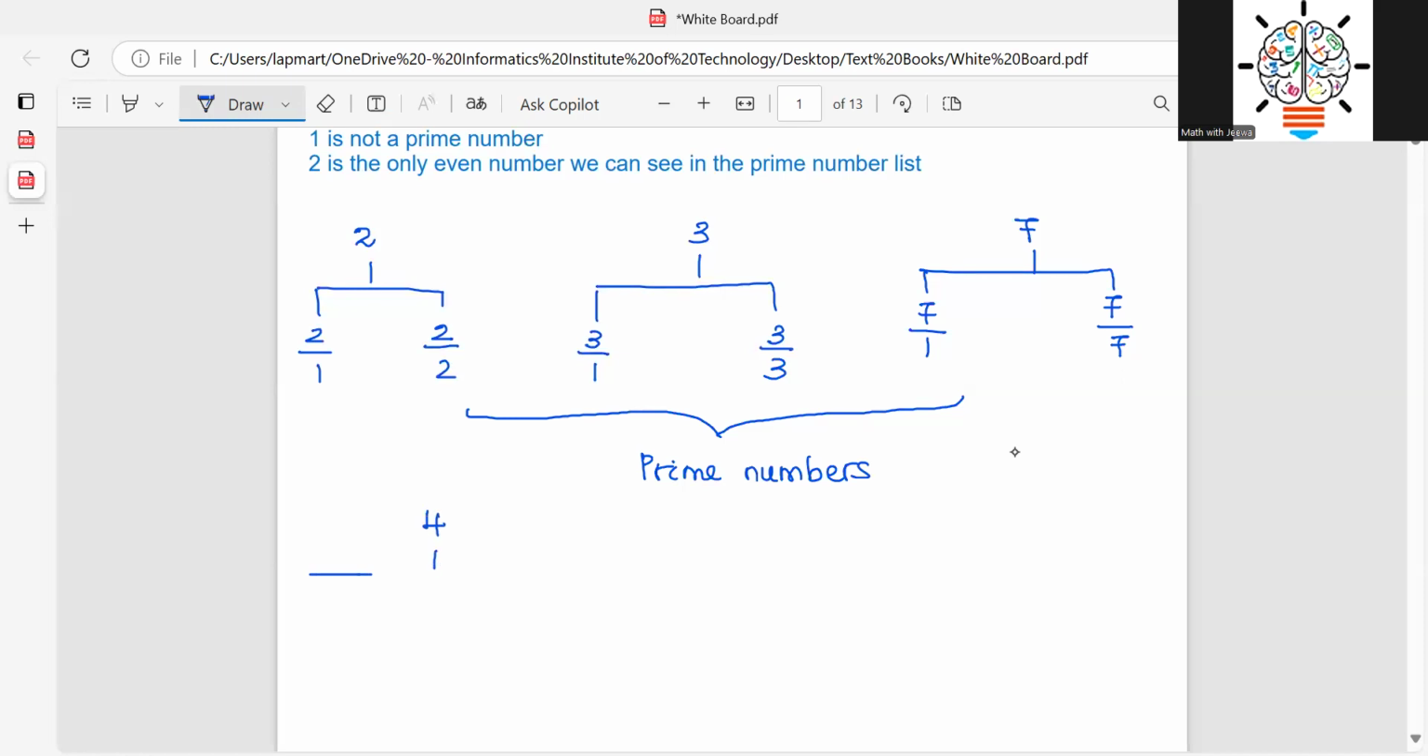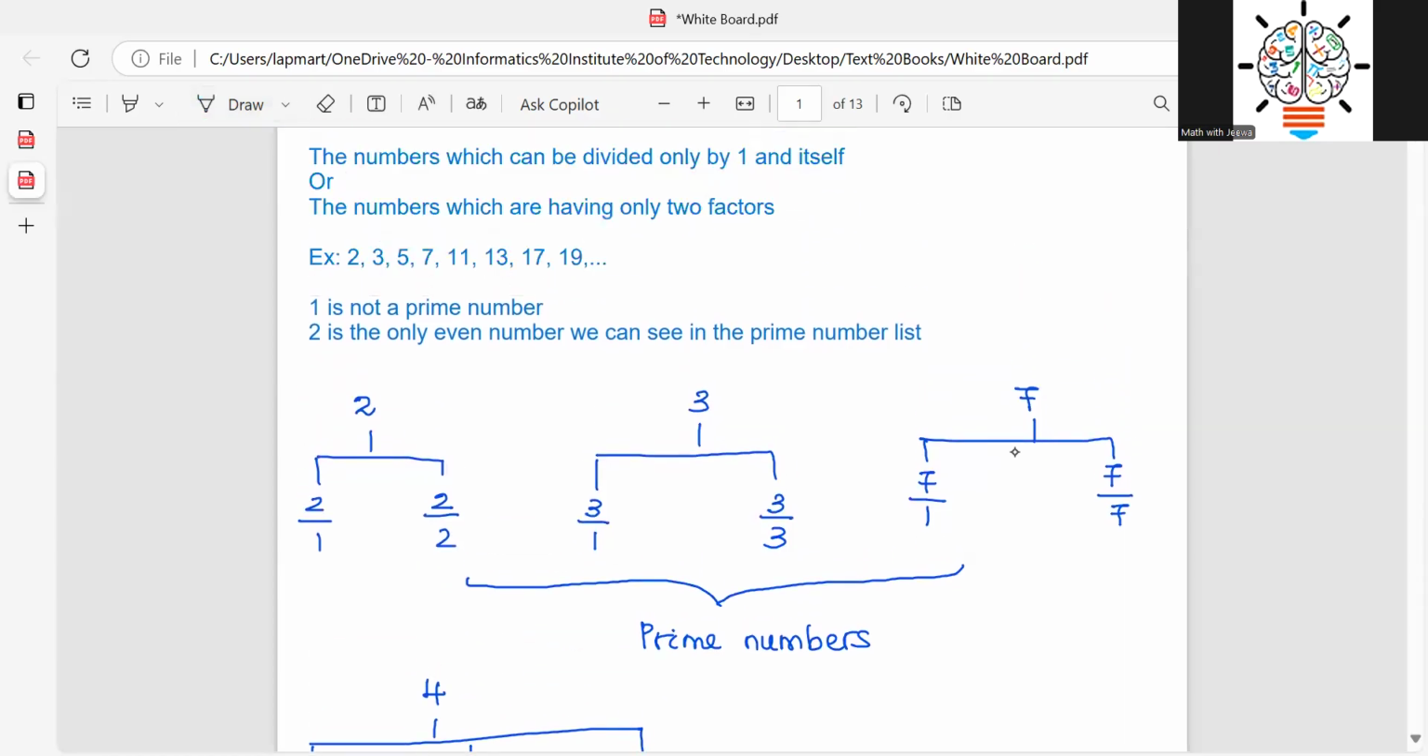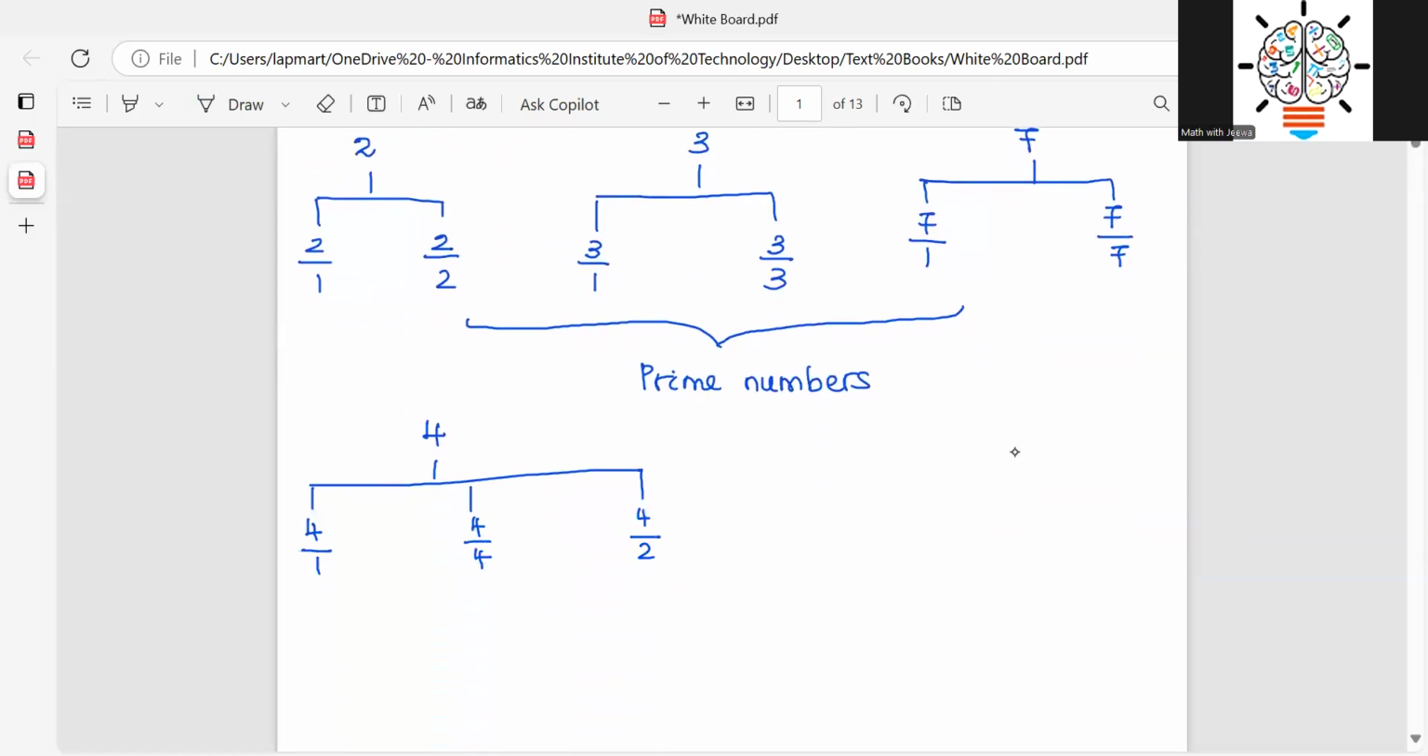You just take 4, and you can divide 4 by 1. 4 you can divide by itself. Is that all? No. 4 you can divide by 2. So what was the definition? The numbers which can be divided only by 1 and itself. Only by 1 and itself. So if you take 4, you can divide 4 by 1 and itself, but it is not only 1 and 4, you can divide 4 by 2 also. I'll take 9 and show you how it works.